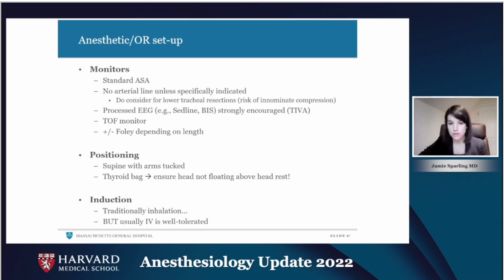We use processed EEG monitoring, that is a SedLine or a BIS monitor, due to the presence of TIVA as our primary anesthetic. And we keep the patient paralyzed throughout, and so we use a quantitative train of 4 monitor. A Foley catheter may be placed depending on the anticipated length of surgery for close monitoring of urine output. Positioning tends to be supine with the arms tucked, and a thyroid bag is placed under the patient's shoulders. It's critical to ensure that the head's not floating in order to prevent hyperextension injuries.